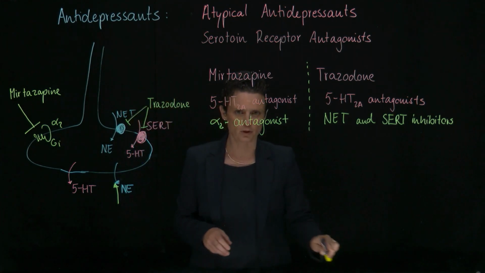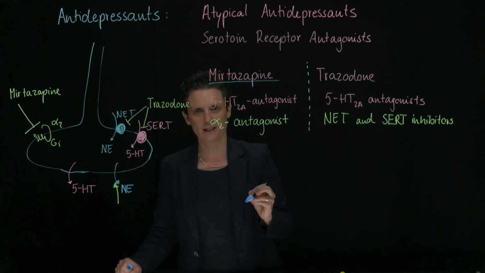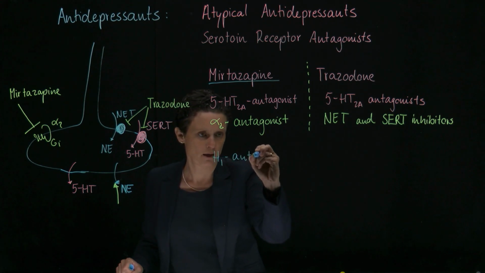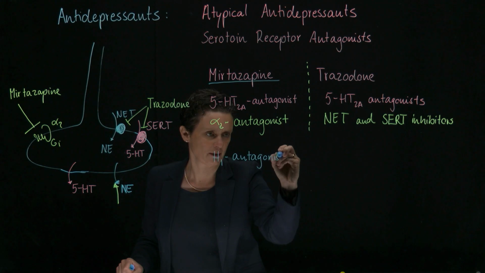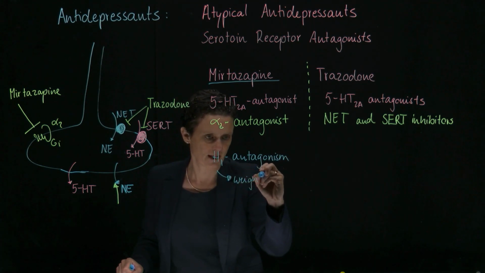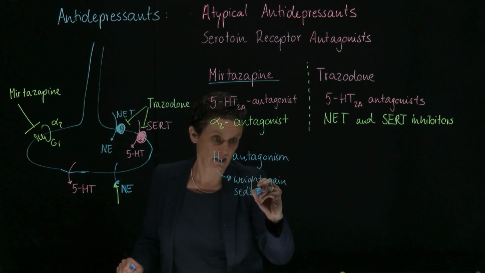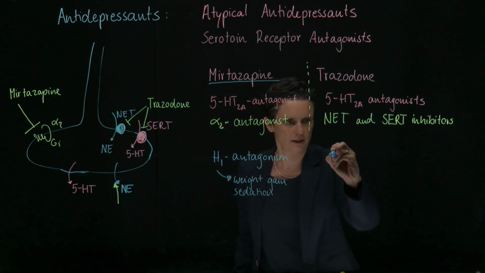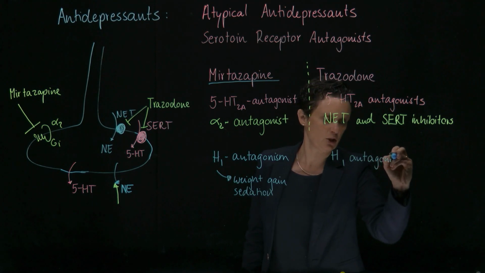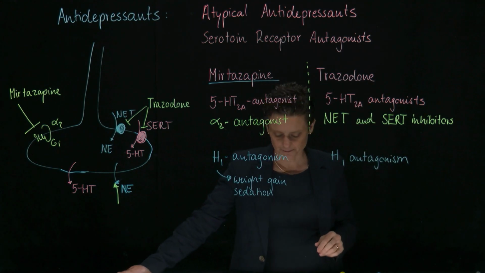They have some other important adverse effects that I want to mention. Mirtazapine is actually quite often used. It also has H1 antagonism, which is responsible for some adverse effects. We know H1 leads to weight gain and sedation. That's actually true for both of them, so we also need to put it here. That's very important. H1 antagonism in trazodone is so strong that it even is used also for insomnia.